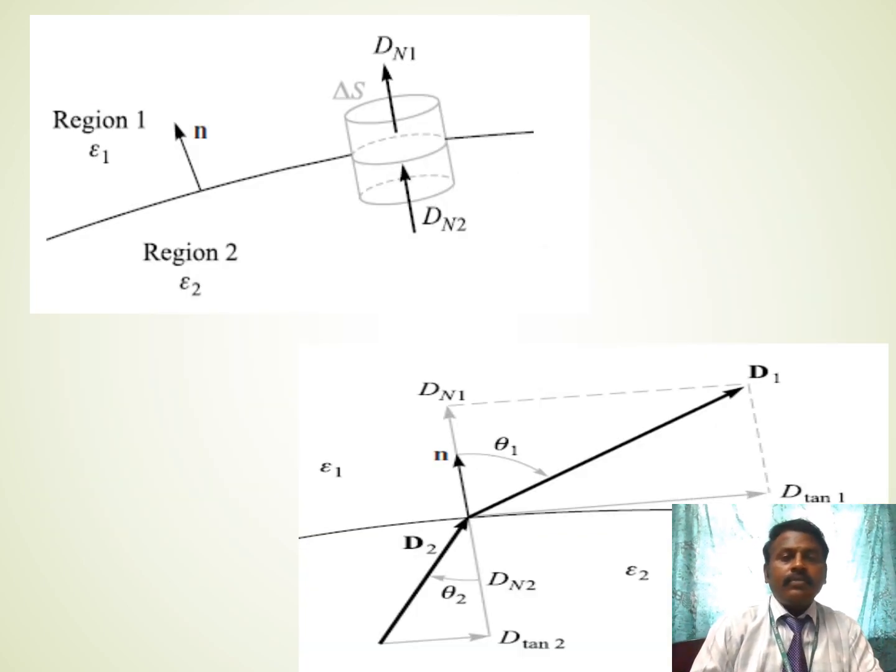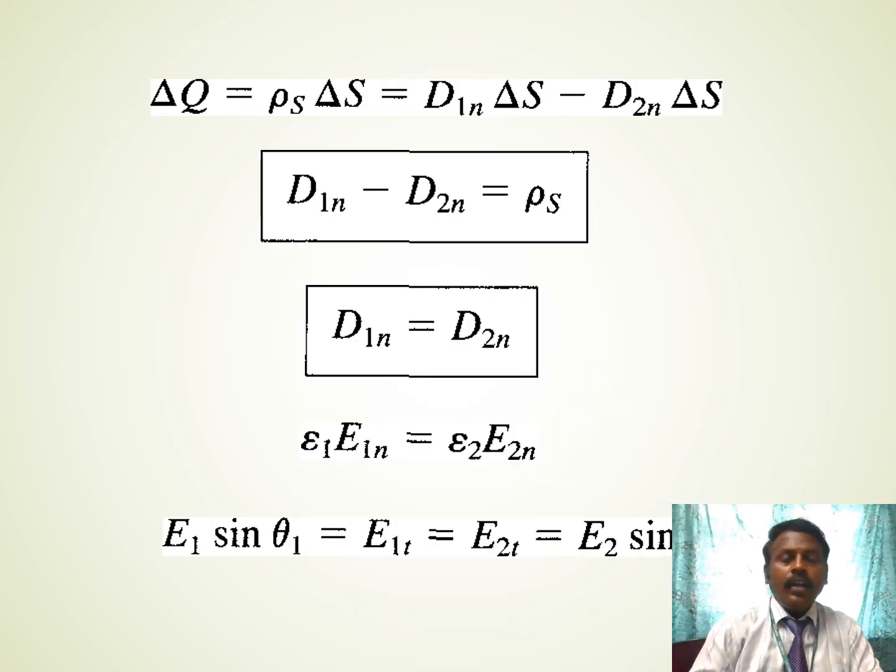Look at that: region 1 epsilon 1, region 2 epsilon 2. So that is dn1, dn2, similarly for the representation of the vector, theta 1 and theta 2. Therefore, del q, where q is a charge, is a variable charge, right? So dou by dou t. We can rewrite this in terms of rho s into del s.